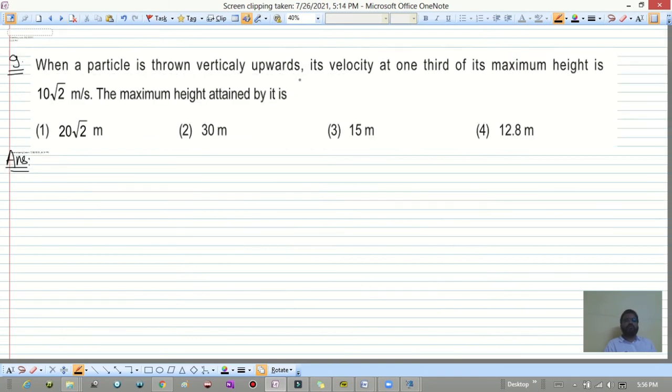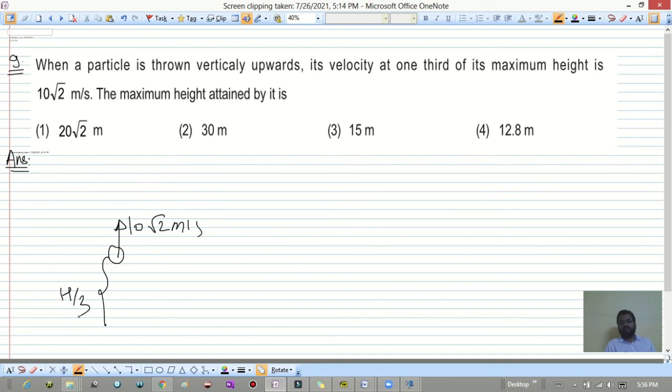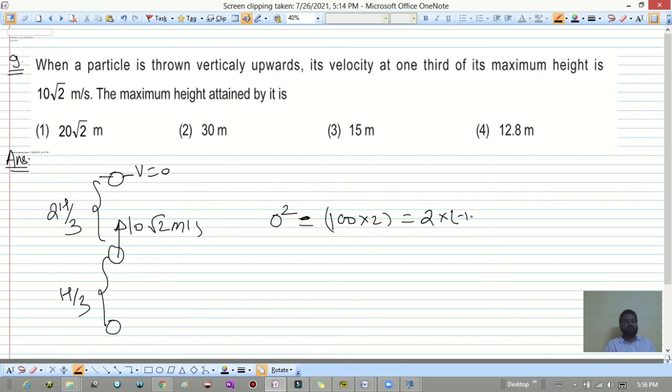Now the next problem. When a particle is thrown vertically upward, its velocity at 1/3 of its maximum height is 10 root 2 meter per second. The maximum height attained. Okay, so at 1/3 of its maximum height, that is at h by 3, the velocity is 10 root 2 meter per second. So it has to travel more, 2h by 3. So at the top point its velocity is 0. So final velocity 0 squared is equal to initial velocity squared, that is 100 into 2, plus 2as, 2 into minus 10 into 2h by 3.